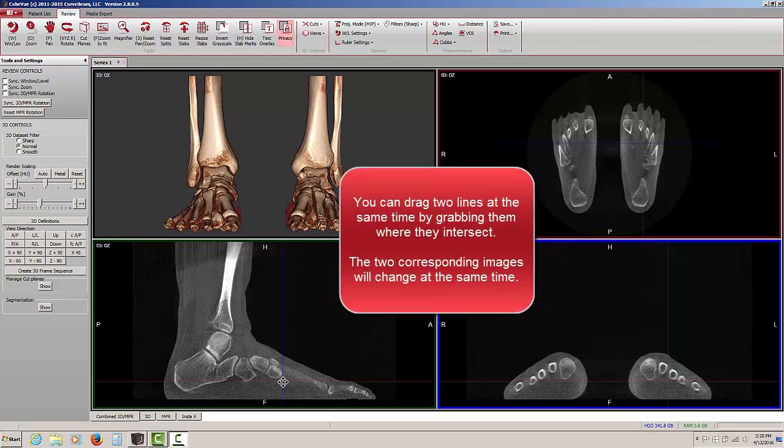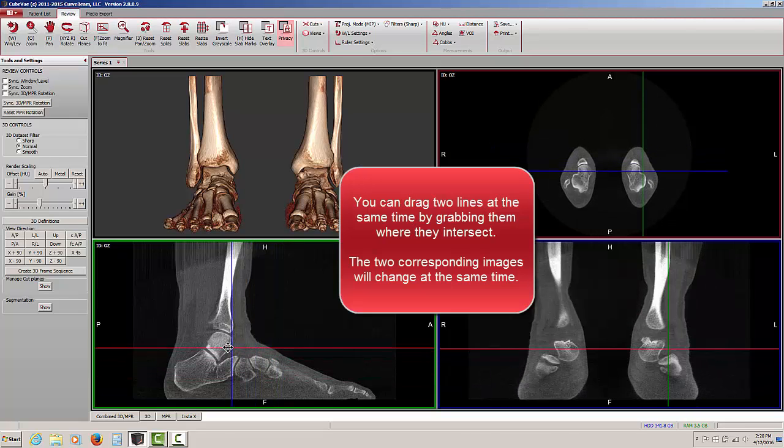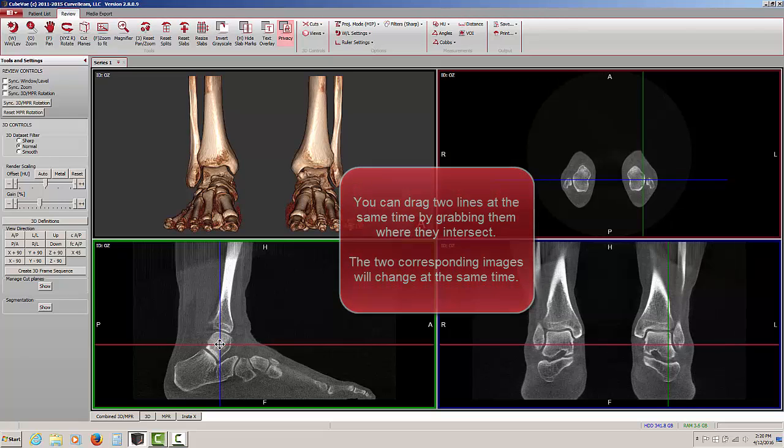I can even grab two lines at the same time. Notice I have a four-way arrow now. Left click, hold it down. Notice that as I'm left clicking and holding it down, the slab lines become brighter. And I can move both lines to a location in the 3D volume.